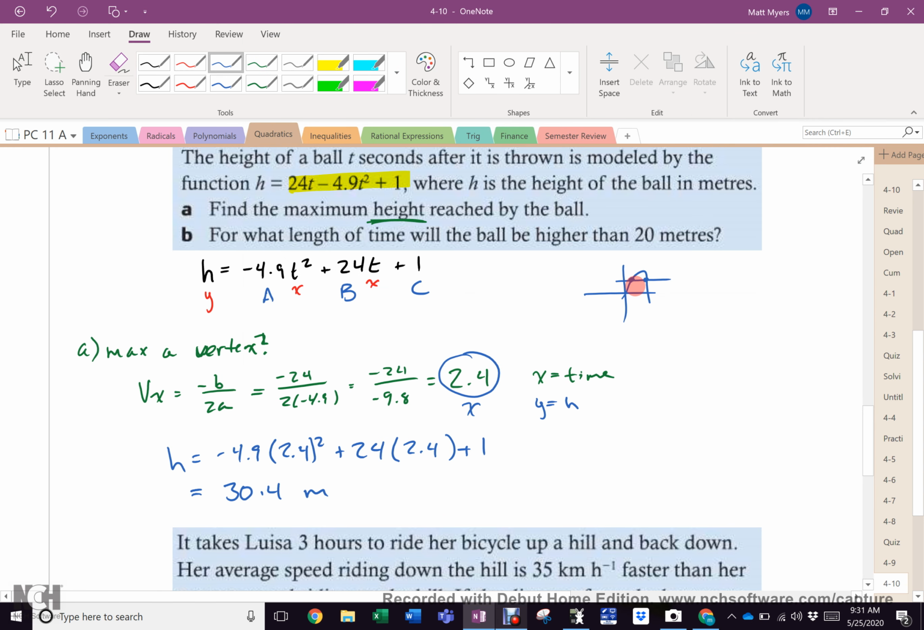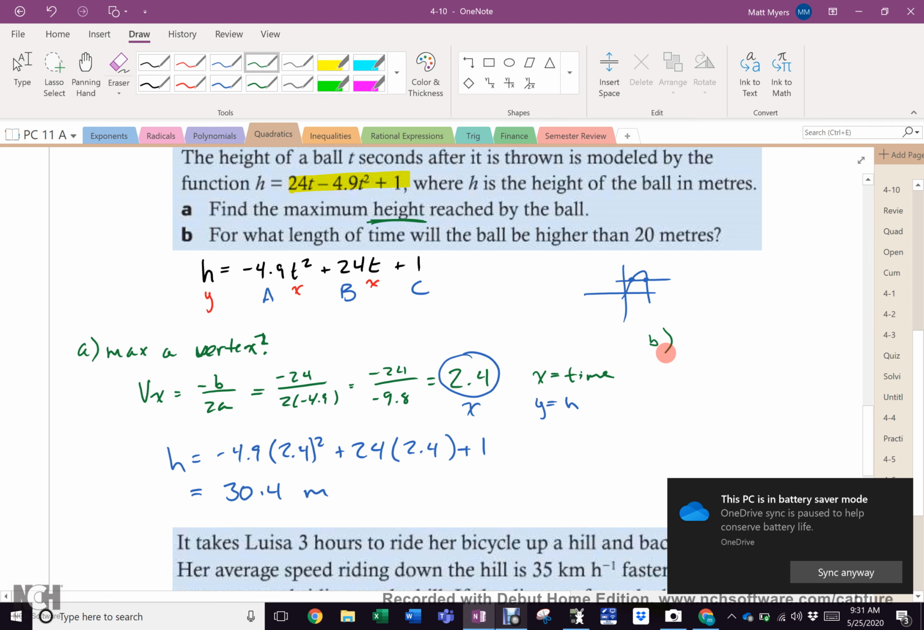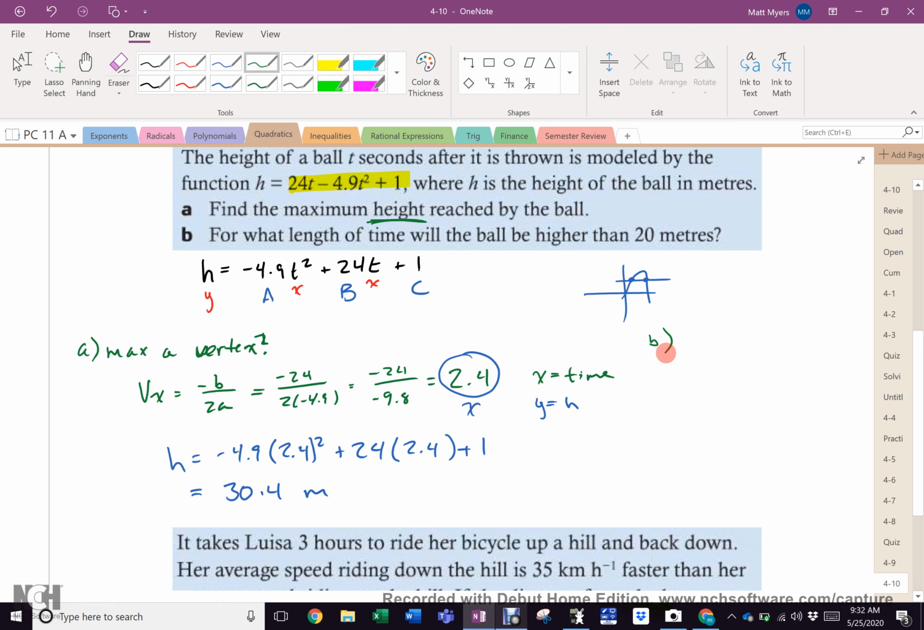Okay, so how am I going to do this? Well, I know my height needs to be 20, yeah? So, what if I did this? Oh, my battery's in my... I gotta go grab my cord. Give me a sec. I'll pause it.